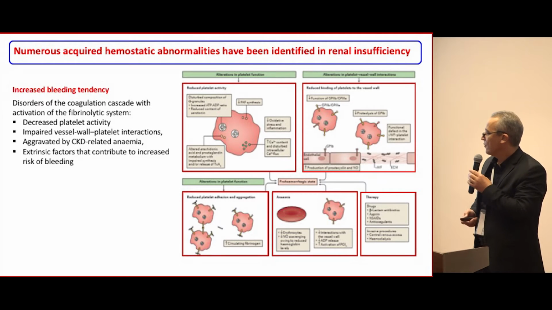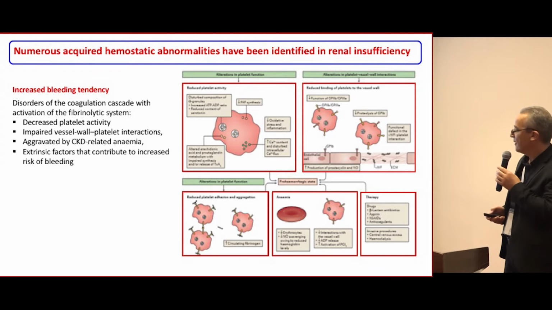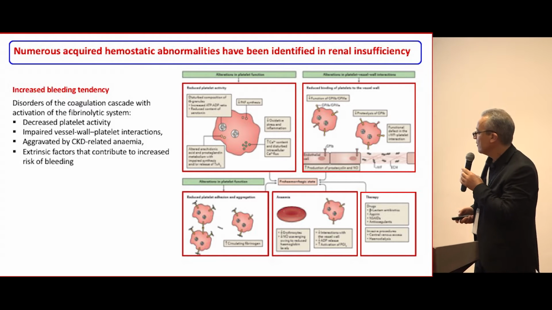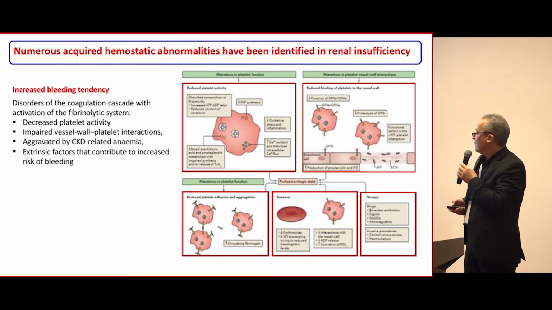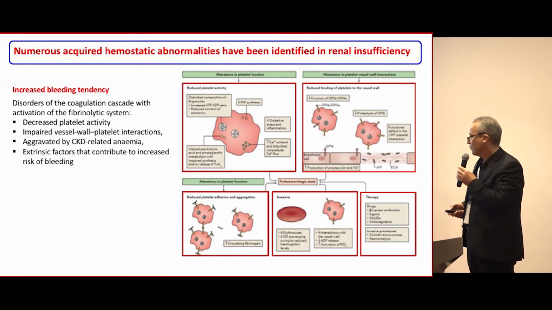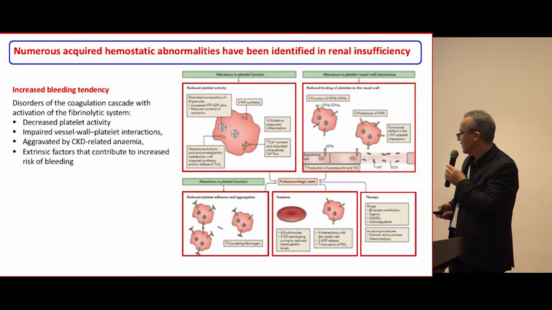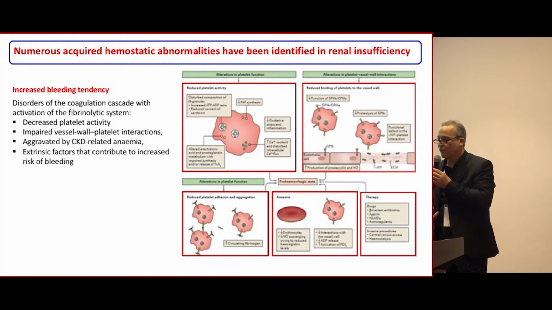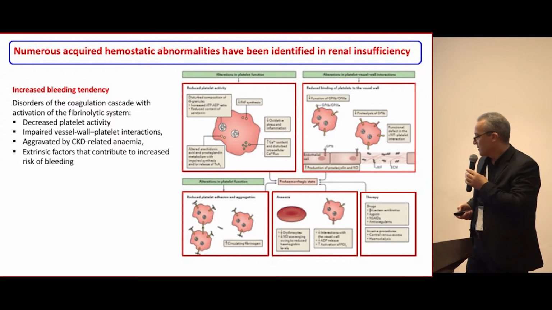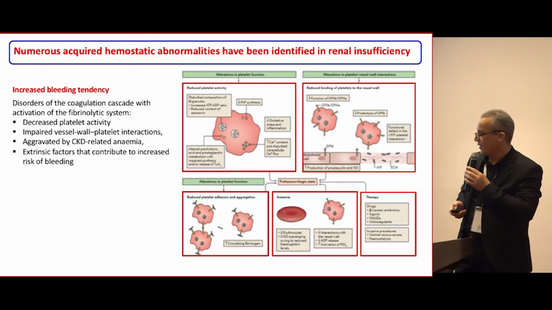It is interesting also to know that acquired hemostatic abnormalities have also been identified in renal insufficiency, especially regarding the alteration in platelet function. Secondly, the alteration of platelet vessel wall interaction, and finally, the enhancing role of bleeding by the intensity of the anemia in CKD patients. Also, we have some therapy that contributes to the increased risk of bleeding in CKD patients.